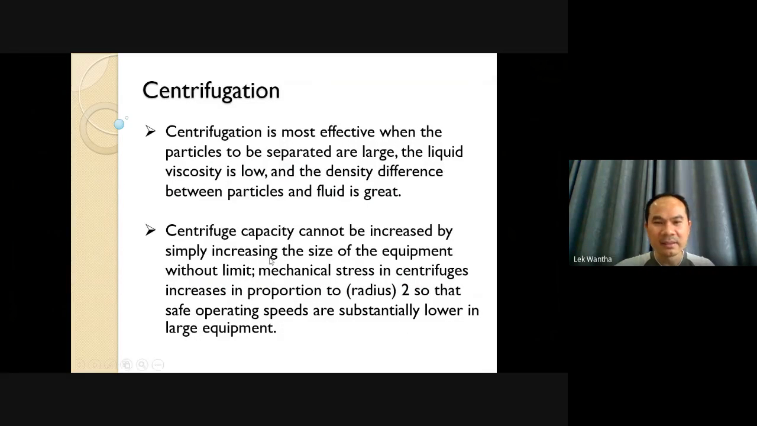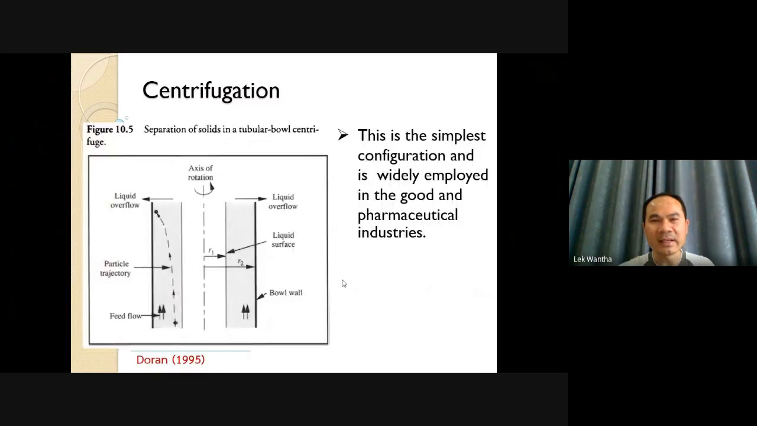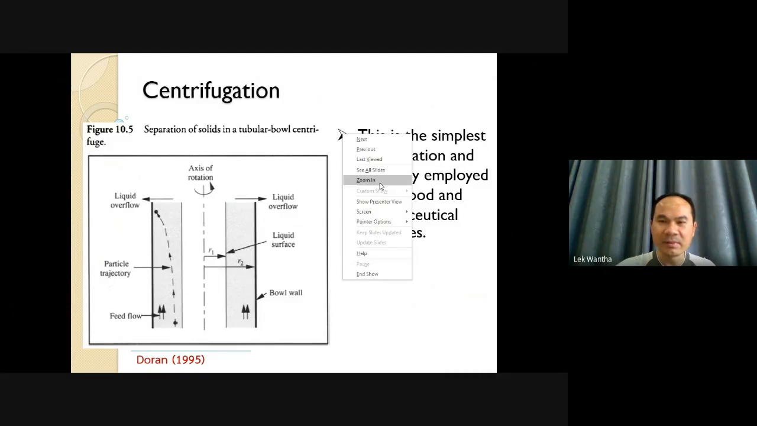The last point is that centrifuge capacity cannot be increased just by increasing the size of the equipment. It depends on the mechanical strength, ก็คือความเครียดนะครับที่เกิดขึ้นจากการปั่นเหวี่ยงหรือแรงกลนะครับ อันนี้ก็จะมีผลเหมือนกันนะครับ. Okay, this is a simple configuration of the centrifugation equipment. This is the tubular centrifuge.